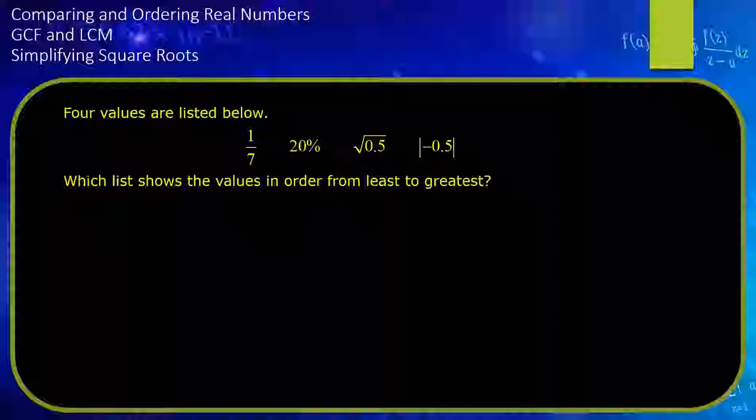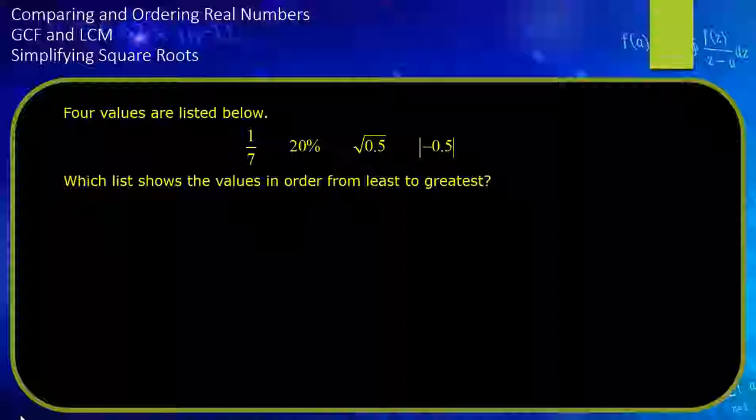So of the list that you were given, basically what you need to do to determine the order that these need to go from least to greatest is get them in a common structure. The easiest way to do that is to get them all into decimals, and the easiest way to do that is on a calculator.